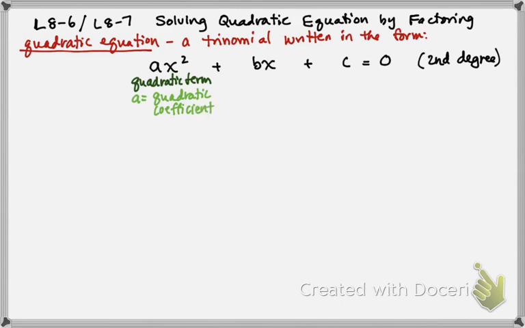The bx is called the linear term, like line, because if you have something that's y equals bx, then you would get a line. And the b is called the linear coefficient. And the c, even if he has a variable attached, is still just called a constant.